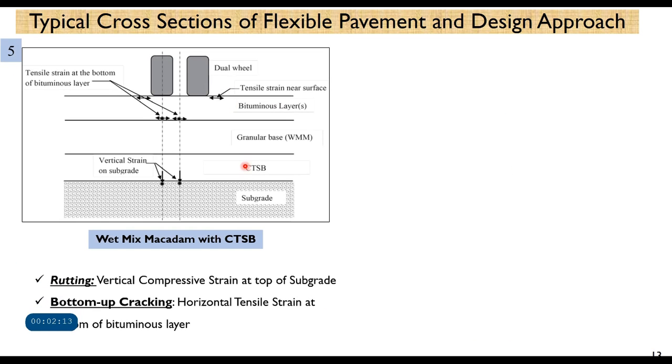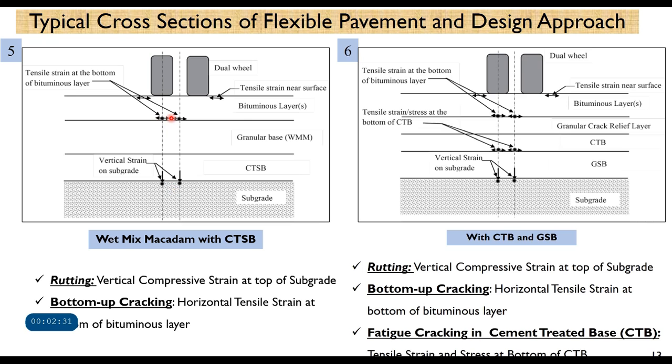In case of CTSB, that is cement treated subbase, and above that if you provide a normal conventional granular base of WMM, then only two conditions are critical: vertical strain at subgrade and tensile strain at the bottom of the bituminous layer. But when you are providing GSB, granular subbase, in the subbase course, and above that you provide CTB, and then a granular crack relief layer or SAMI, then all three conditions become critical.